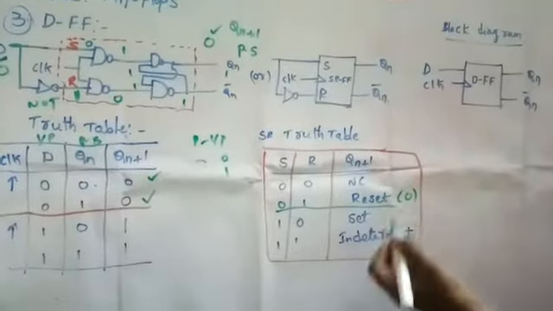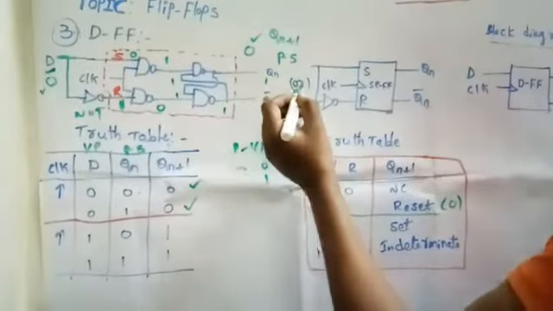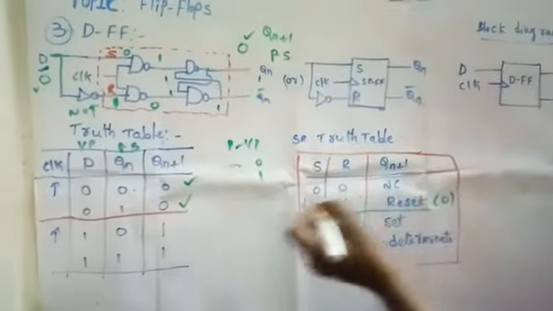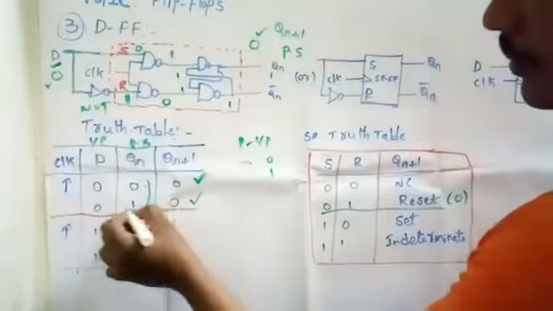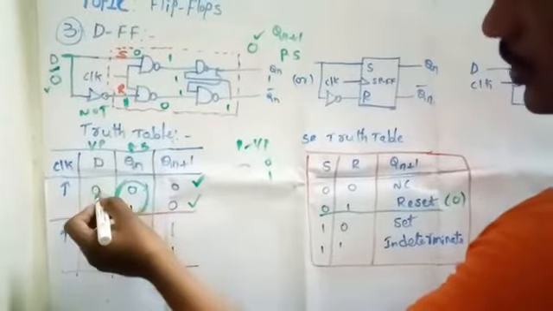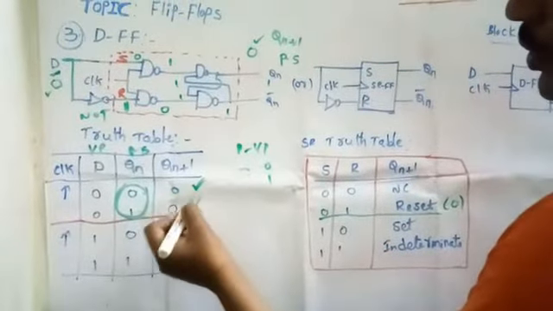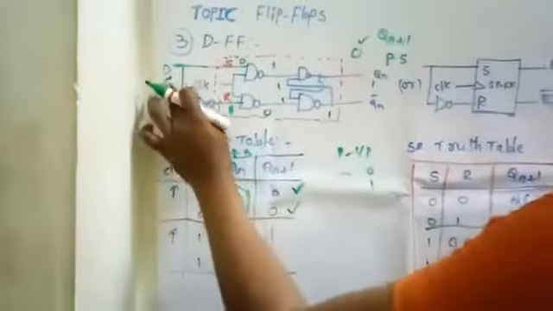Whatever the present state Qn may be, you will get 0 as the output. Whatever the present state is, it may be 0 or 1. For D is 0, we are getting output Qn plus 1 as 0. This is one input. In the same manner, let us take another combination.